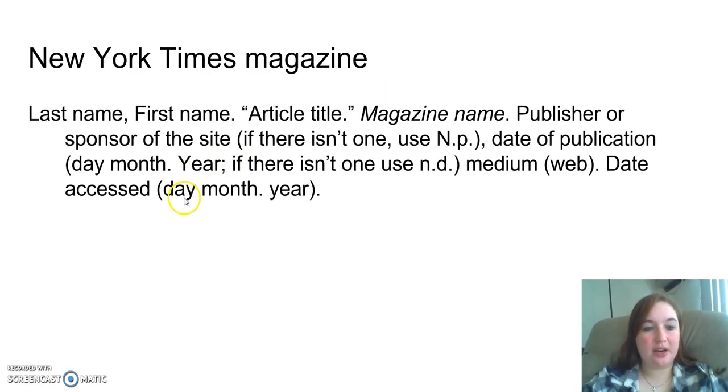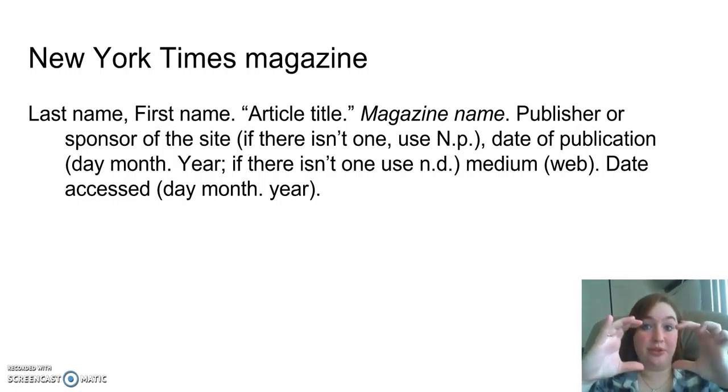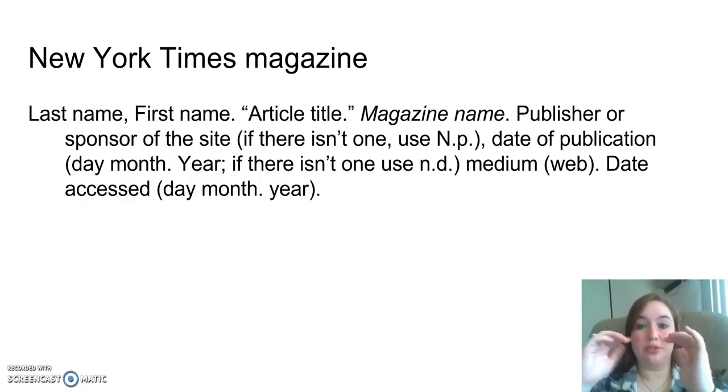Right, and this is how you would set it up. You put your last name, comma, first name of the author, your article title, magazine name, italicized because it's the bigger picture. So when things are inside things, like an article inside a magazine, you put it in quotation marks. If this were a book and you were doing a chapter, you would put the chapter in quotation marks and the book's name italicized. Then the publisher, which we found was the New York Times Company. If there isn't one, then you do capital N period P period. And this goes for if you don't have a publisher on anything, really.